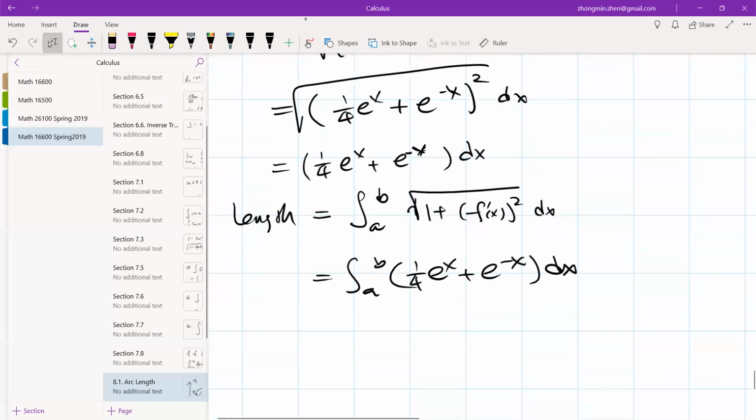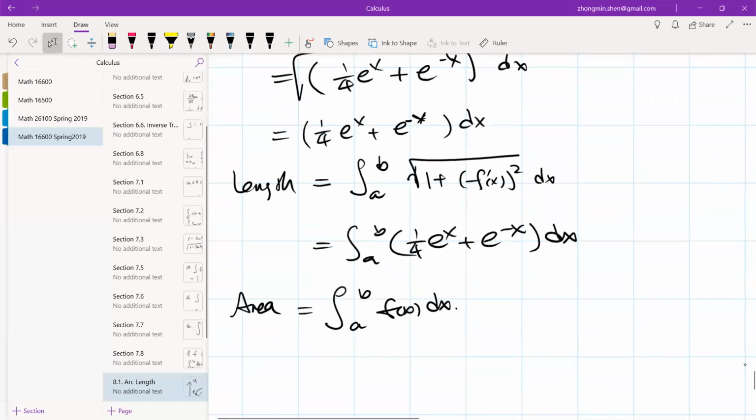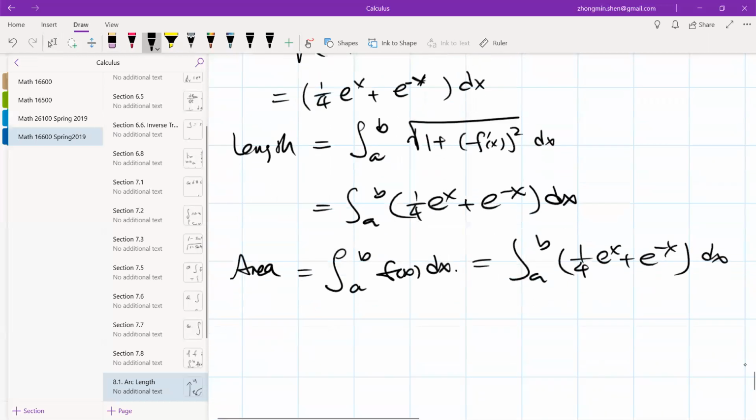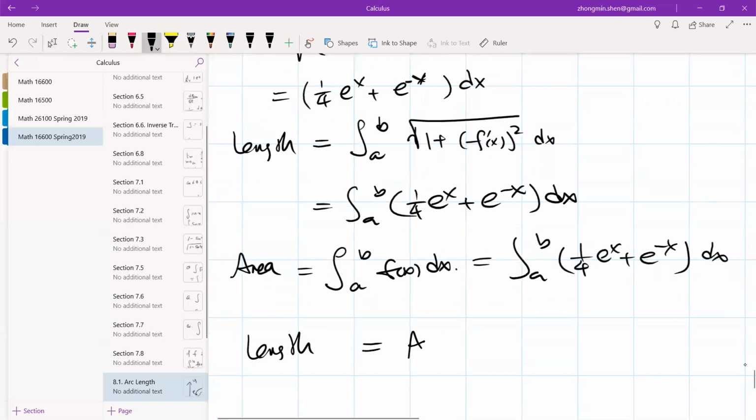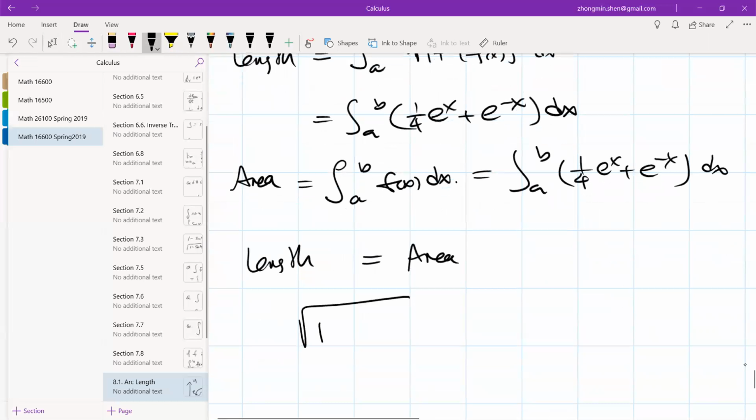But the area under the region is just the integral of the function. Okay. So this is nothing but this integral again. So both have the same integral. So that means for this particular function, length is equal to the area. What we get here is actually 1 plus f prime x squared equals f of x squared. That's the main reason, for this particular function.